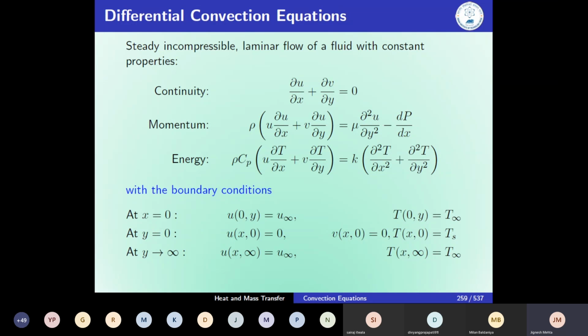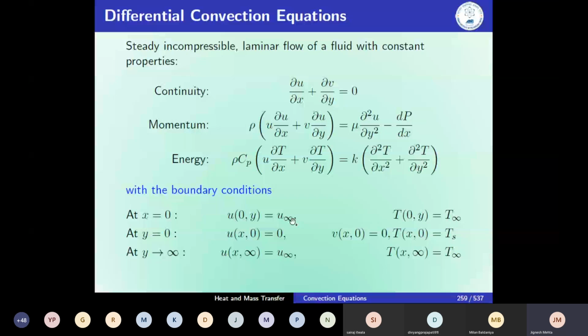You will have to recall the diagram, the flow over a flat plate, that horizontal plate, and the boundary layer is growing over it. Now, x equal to 0 means which point? x equal to 0 means the leading edge of the plate. At that point, u at x equal to 0 and y can be anything, but your velocity is u infinity, that is the free stream velocity.